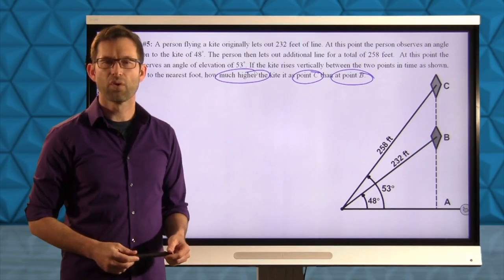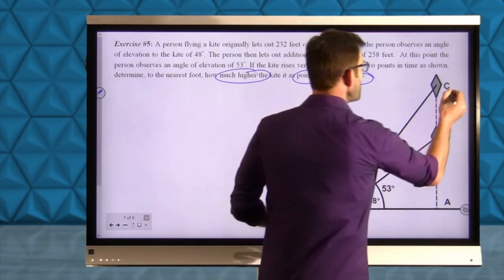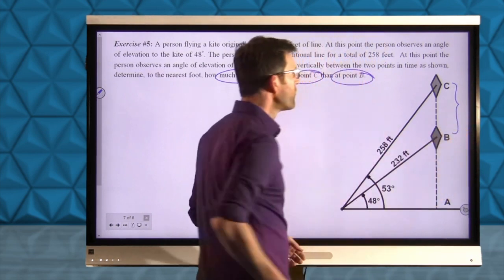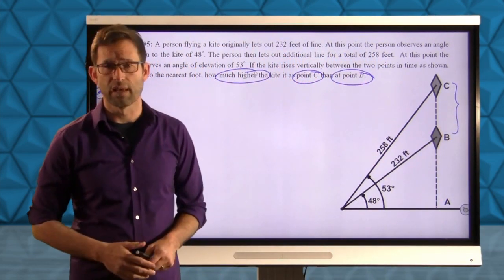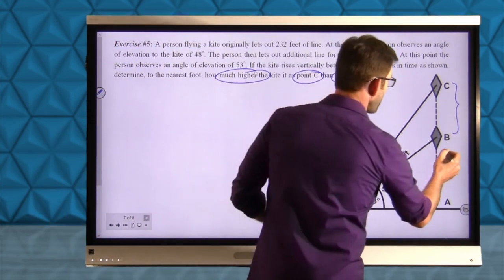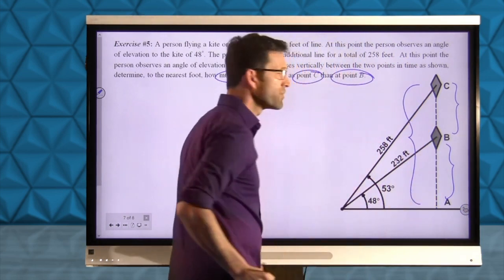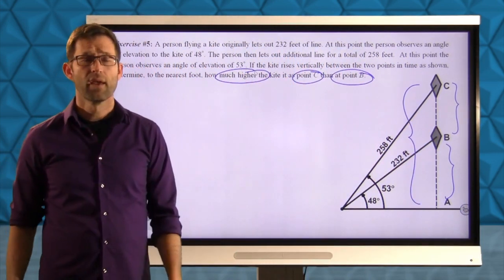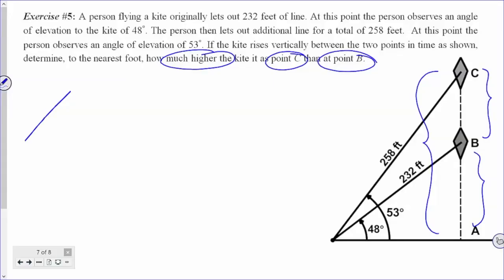All right, let's go through it. Well, the first thing that we need to know is that we're really looking for the distance between B and C. But what we really want to do is find that by calculating this distance, and then just subtracting the two. And luckily, we've just got two right triangles sitting here. Let's take a look at the smaller one.